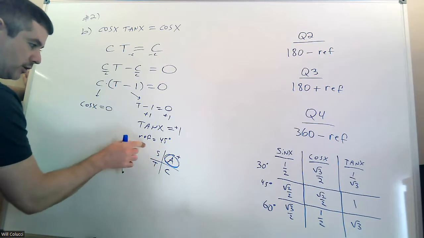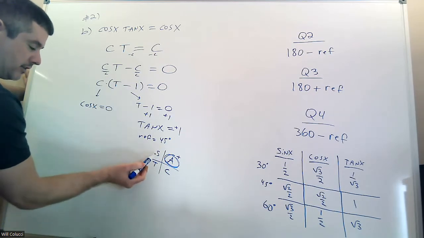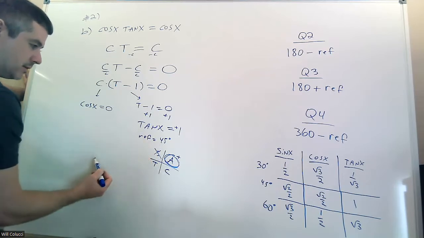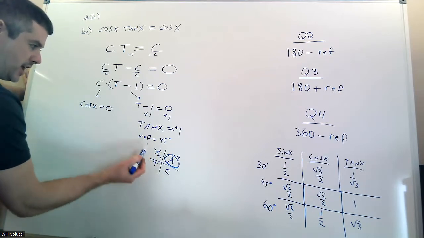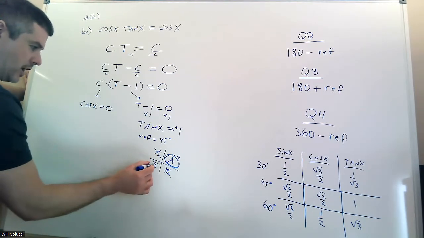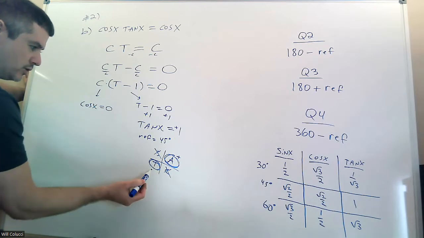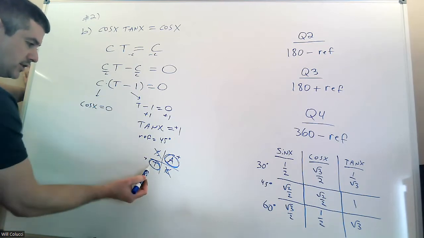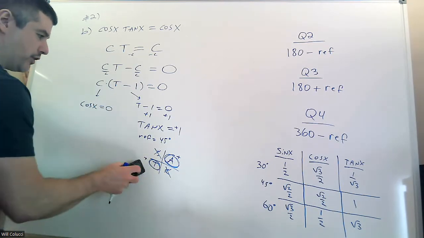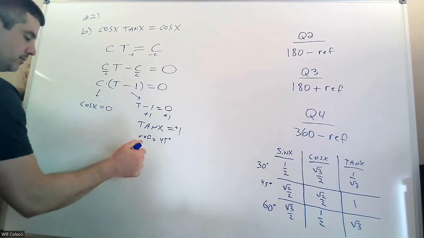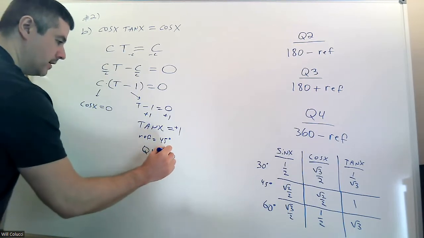Tangent, though, look, the letters don't match. You see how you have a T and an S? Tangent is negative when you don't see a T. So that's out. Tangent is also negative here because the letters don't match. That's out. Tangent is positive where you see the T. So tangent is positive in quad 1 and quad 3. Awesome. That gives me one of my answers right away.